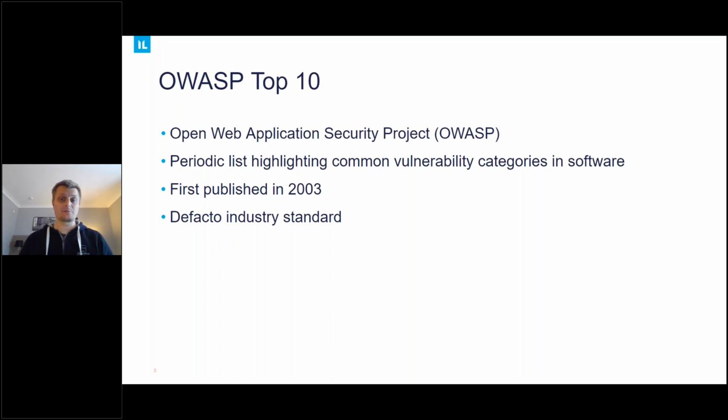So coming back to the OWASP Top 10. The OWASP Top 10 is a periodic list that's published by OWASP. And the goal of this is to highlight or try to cover common vulnerability categories. I know sometimes they refer to vulnerabilities, but more often than not, it's more categories. So a bit broader than just individual vulnerabilities. And it's kind of become a de facto industry standard.